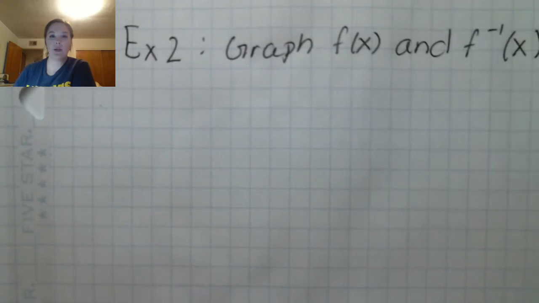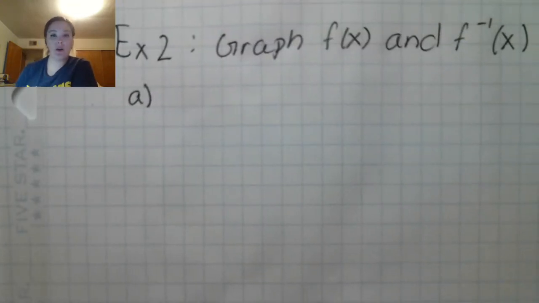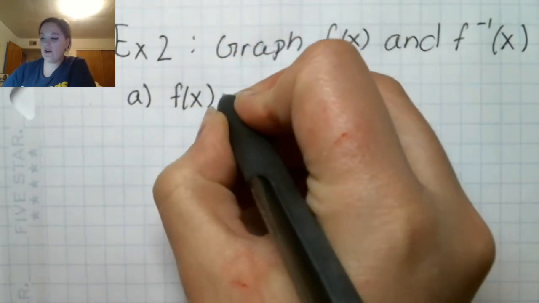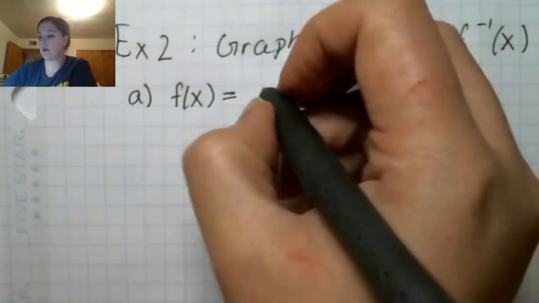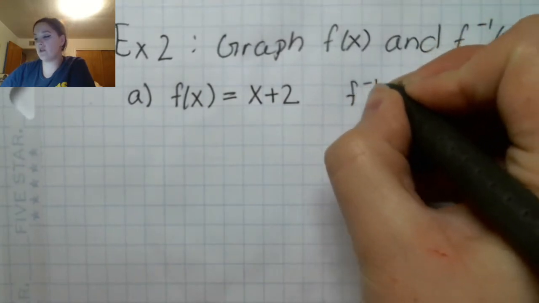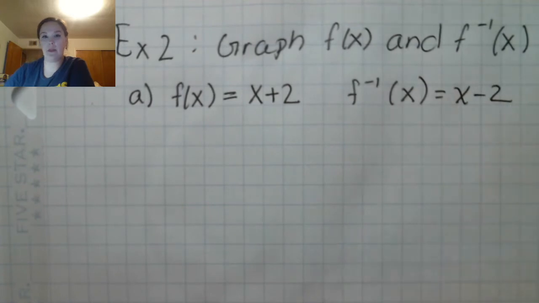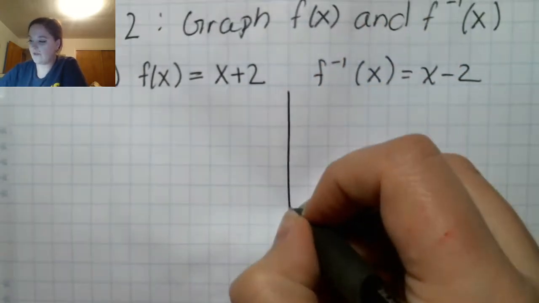Okay, so we're going to do a couple examples of things that we know for sure are inverse functions. We have the very first thing that we talked about, and also the first function from example 1, where we had x plus 2, and then its inverse function x minus 2. Let's go ahead and graph these on the same graph here.